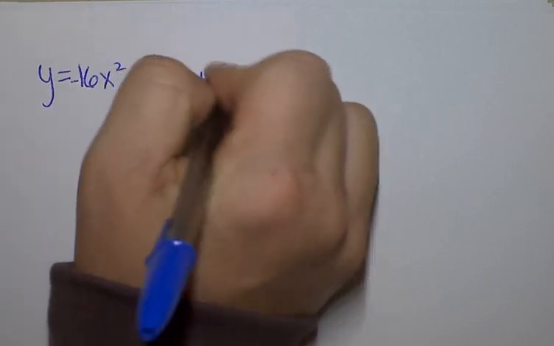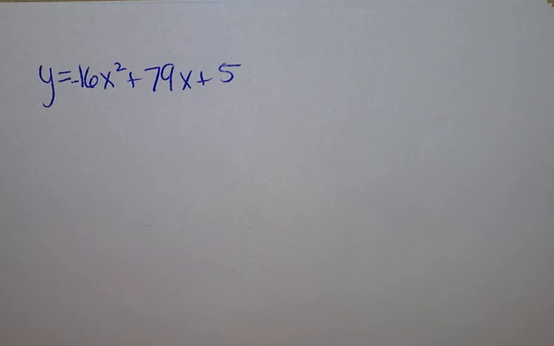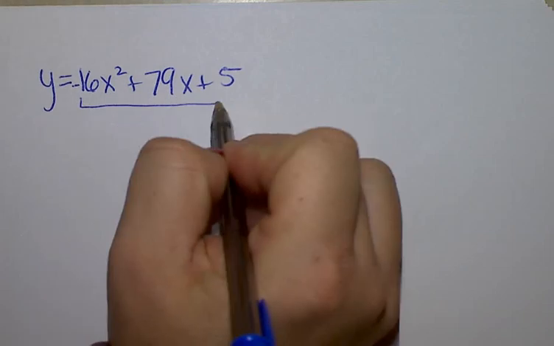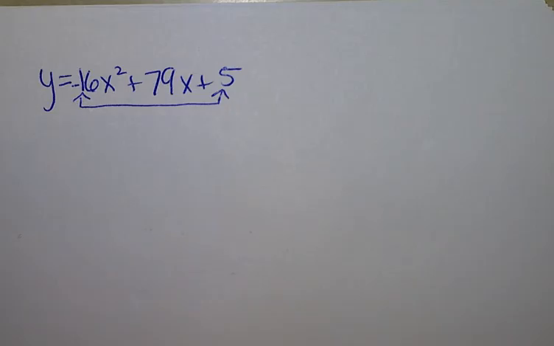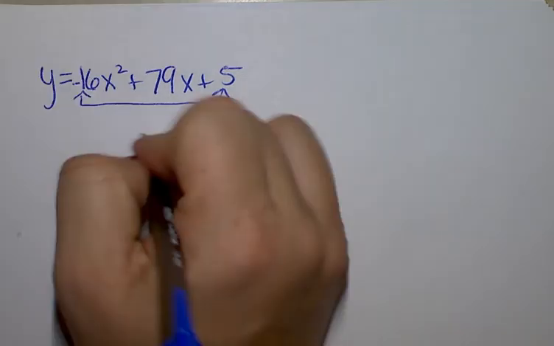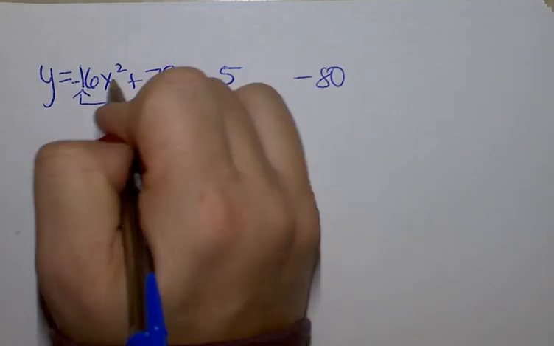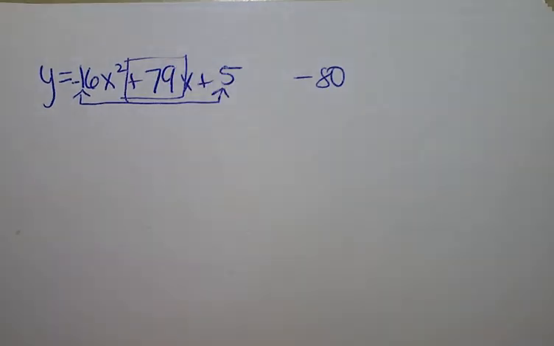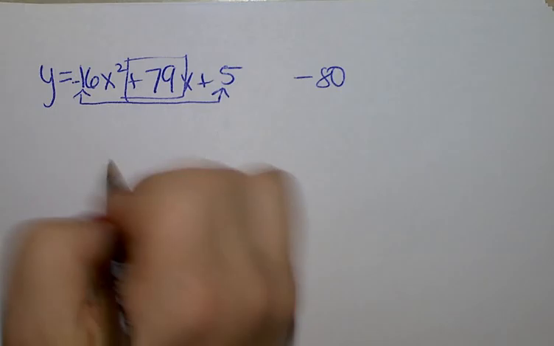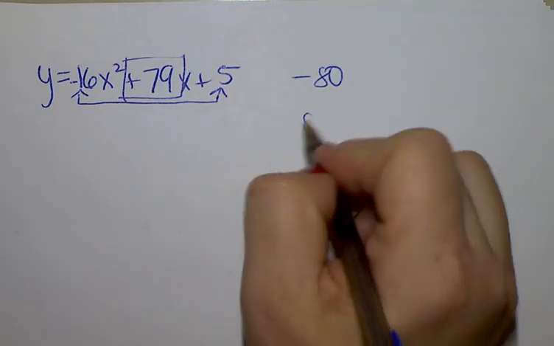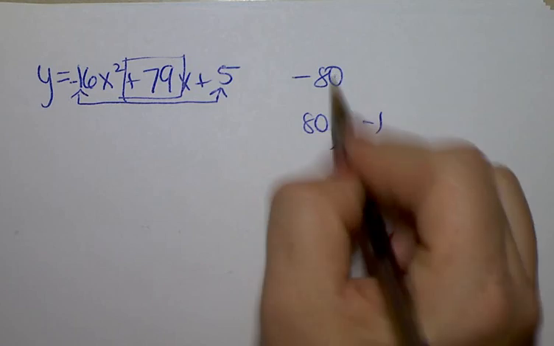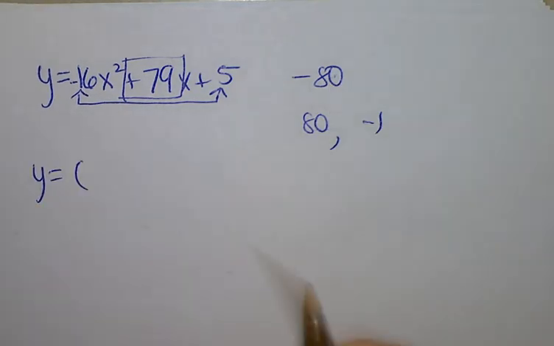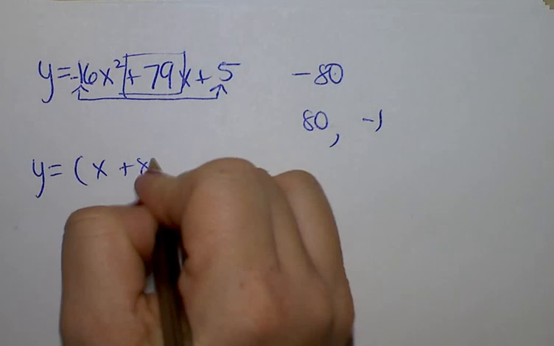We are going to start doing it, first of all, using the method that we've just practiced. Take a calculator if you don't know this in your head, and multiply, please don't say it out loud, -16 times 5. Anybody have an answer for me? -80. So I want to know what multiplies to give us -80 and combines to give us +79. 80 and -1. Multiplies good and combines. Great. So here we go. Y equals x plus 80 and x minus 1.